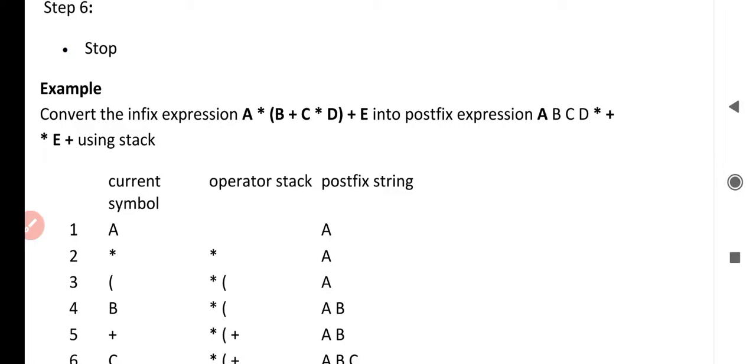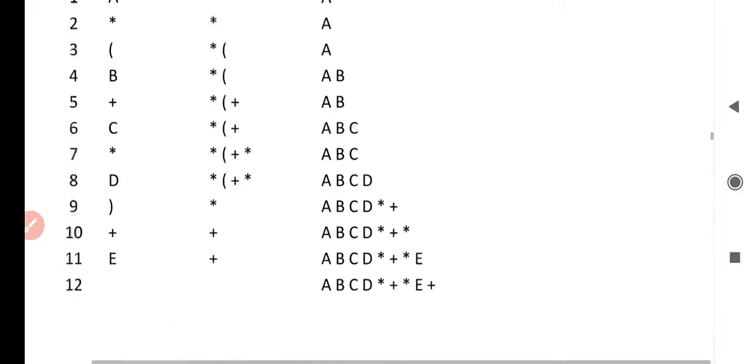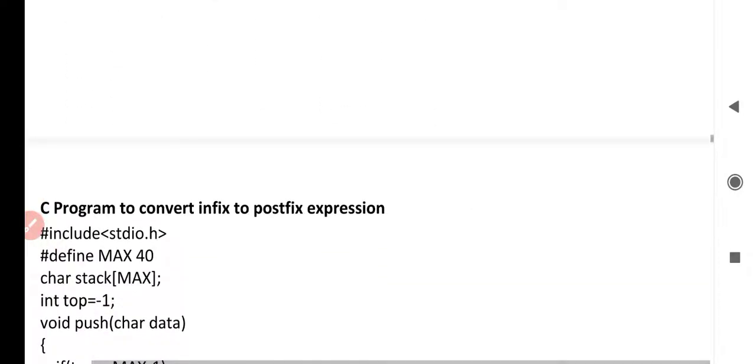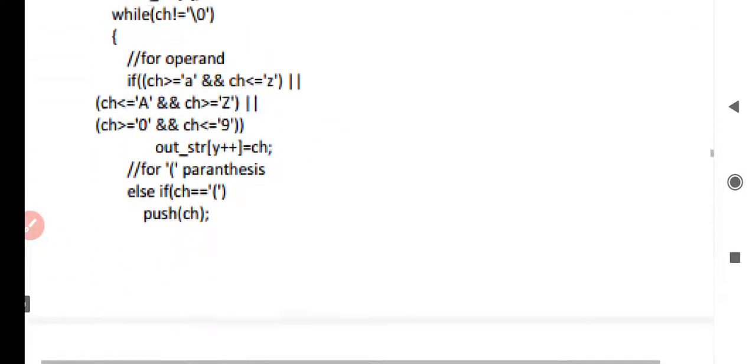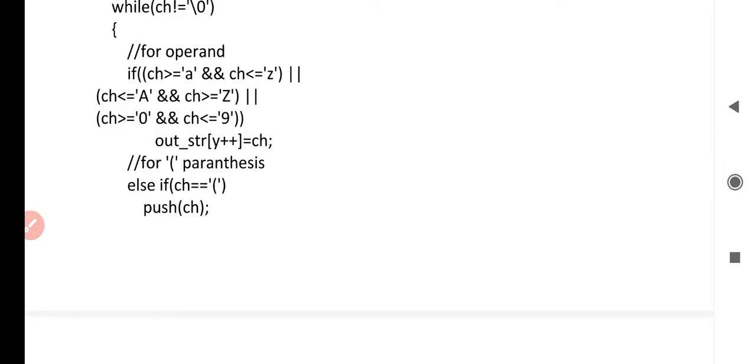So in this way we have seen today the algorithm to convert an infix expression to a postfix expression. Now you have to practice this algorithm, and in the next video lecture we will see a program on this infix to postfix conversion algorithm.